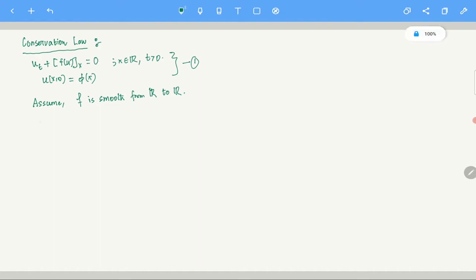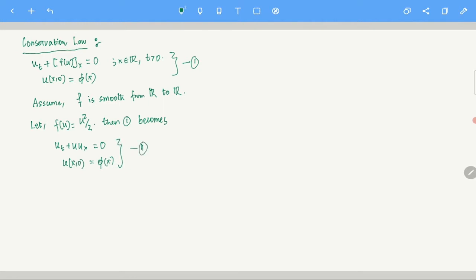Now, have we seen this sort of problem? Of course we did. So let f of u be u squared by 2. You do realize that this is a very valid problem here. F of u can be taken to be u squared by 2 because that's a smooth function. Once you take that, then (1) becomes u_t plus u u_x equals 0, and u at the point (x, 0) is phi of x. Let's say that's your (2).